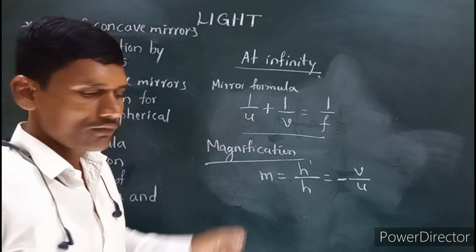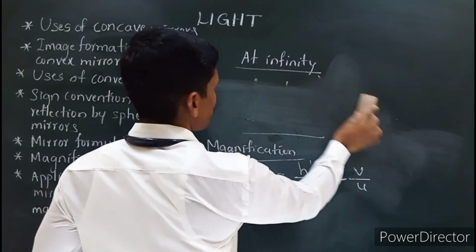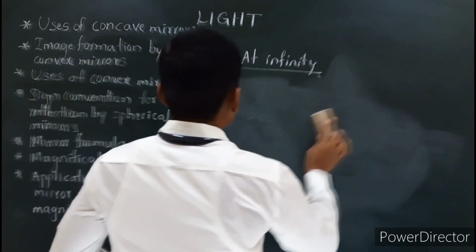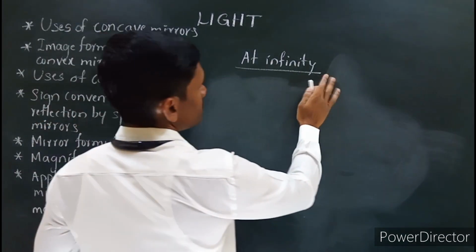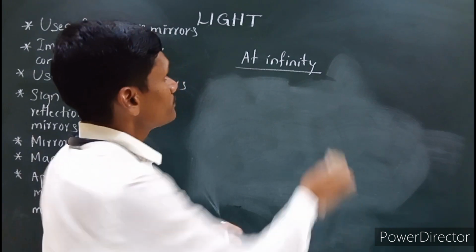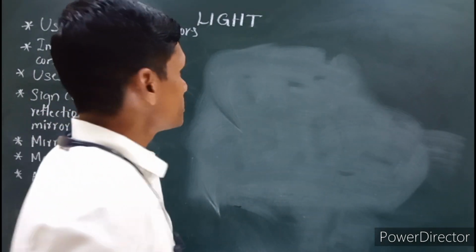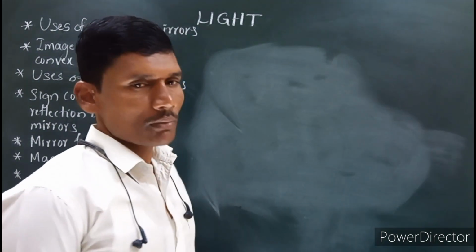Now let us take a couple of examples based on this to apply the mirror formula and magnification, so that we can understand in depth. Let us take an example first. Say, for example, two problems, they are already given in the textbook. The same examples I am going to take.